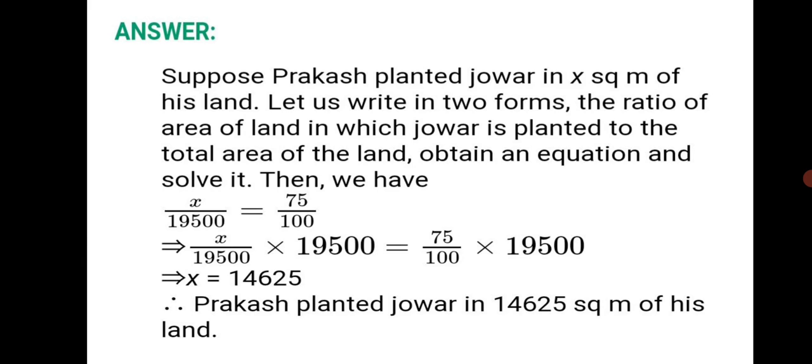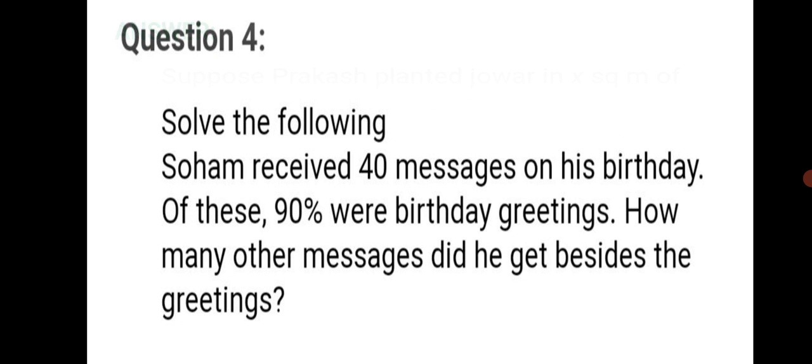So what have we written here in the equation? We have written the area on which he planted jawar as x upon the total area, is equal to the percentage 75 upon 100, and then you solved it as usual. Next, sum number 4.